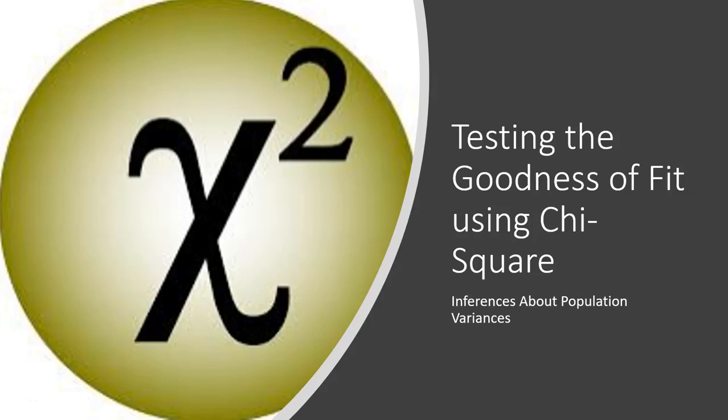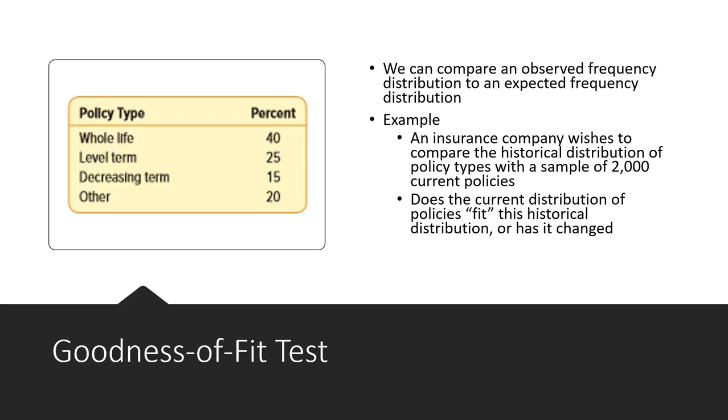So sometimes we need to make inferences about the population variances. And so to do that, we will do the goodness of fit test using chi-square. A variance can provide important decision-making information.